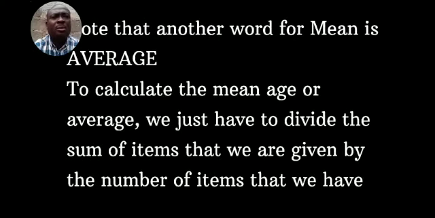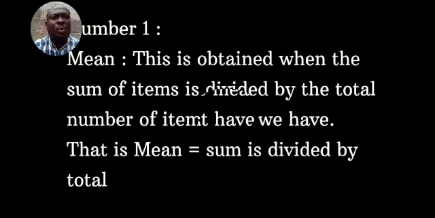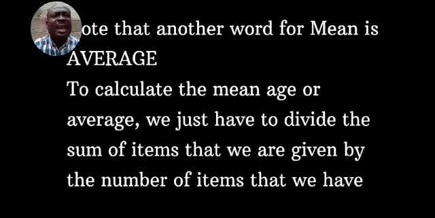Example 1. We have to note that another word for mean is average. To calculate the mean or average, we just have to divide the sum of items that we are given by the number of items that we have. Average is another word for mean. So when you are told to calculate average, it means you should calculate mean. And when you are told to calculate mean, it means you are expected to calculate average.